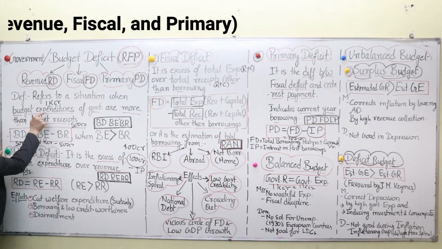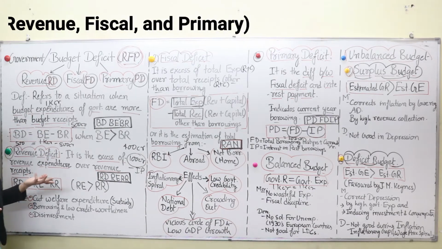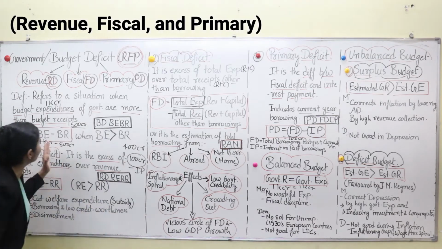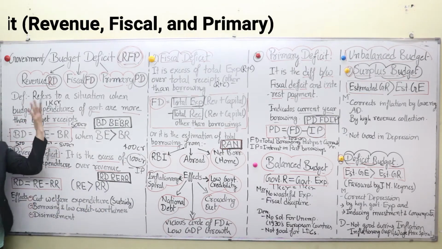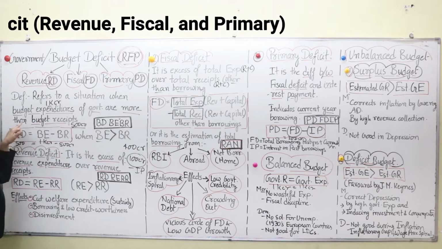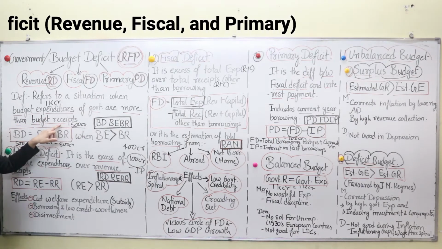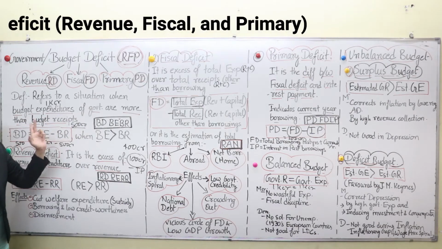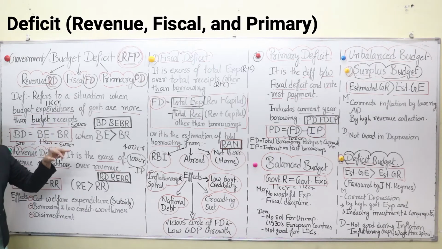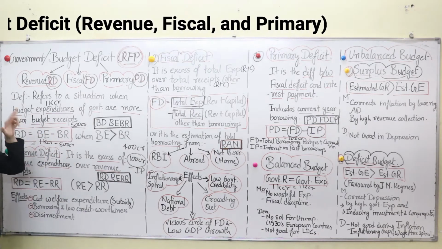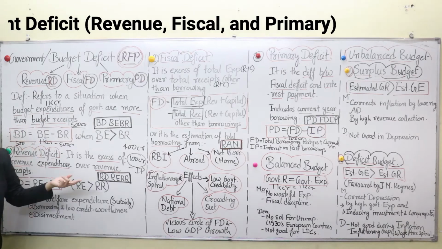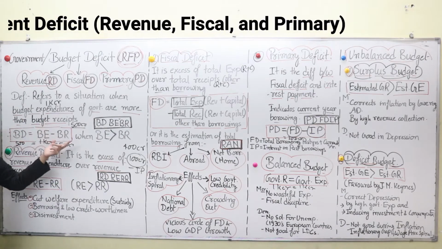When budget expenditures, that means spendings of government on different heads of welfare and other expenditures on defense and agriculture, are more than what? Budget receipts, both your capital and revenue receipts. As we have seen, receipts are of two types, capital and revenue receipts, and in the same manner expenditures are also of two types, revenue and capital, right?